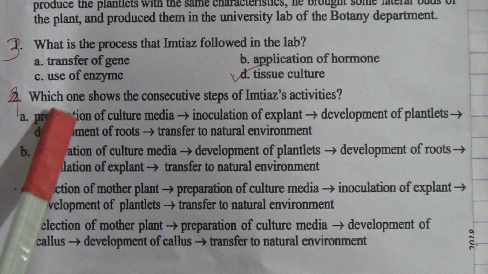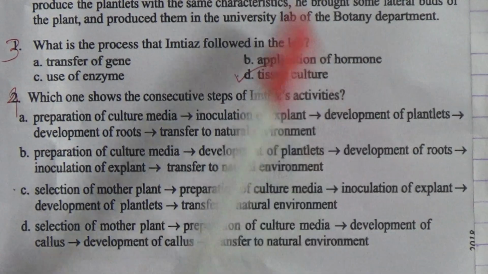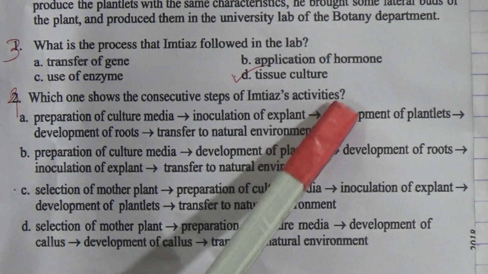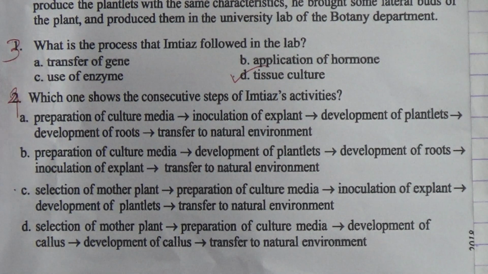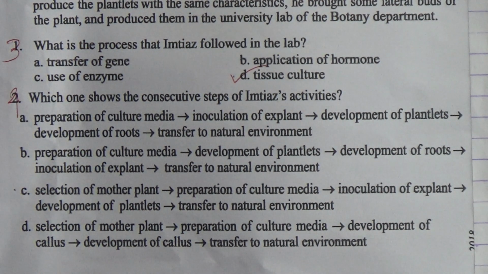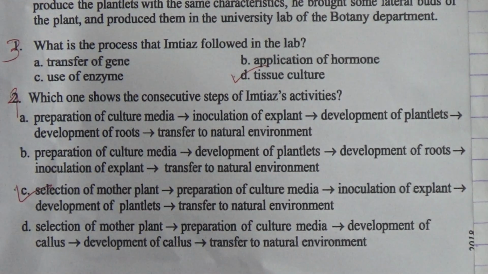The next question is, which one shows the consecutive steps of Imtiaz's activities? Dear students, we know the consecutive steps of tissue culture are selection of mother plant, preparation of culture media, then inoculation of explant, development of plantlets and transfer to natural environment. C has all the points properly, so the answer will be C. You have to put a tick mark on C.